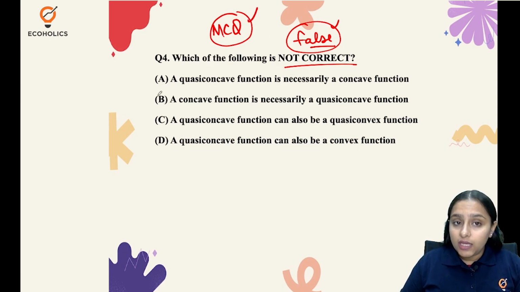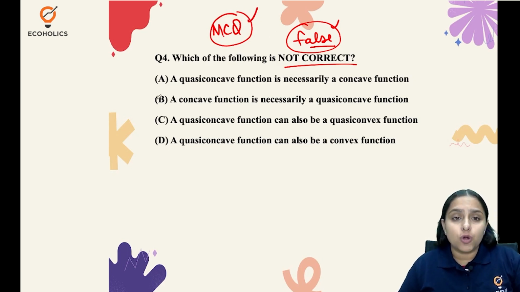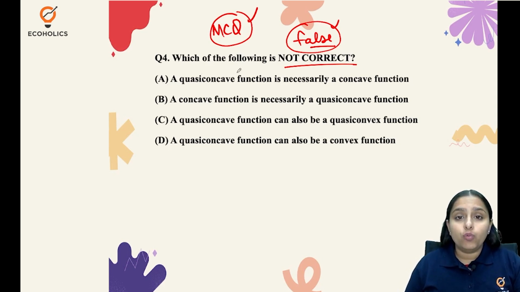Even if, let's say, as soon as you see the first option, you say that this is the wrong one, so go with it. I will always recommend that whenever you have to choose a correct or not correct option, always read through all the options. It might be the case that because of hurry, you are choosing the incorrect option. So let's just learn. I will be starting from the last one. It says a quasi-concave function can also be a convex function, which is true.